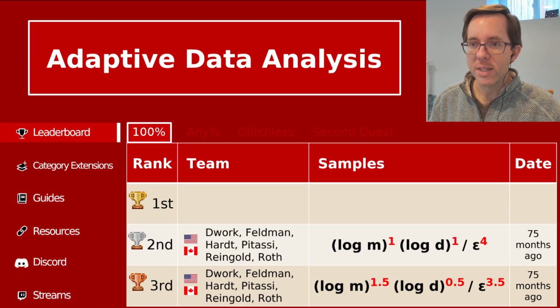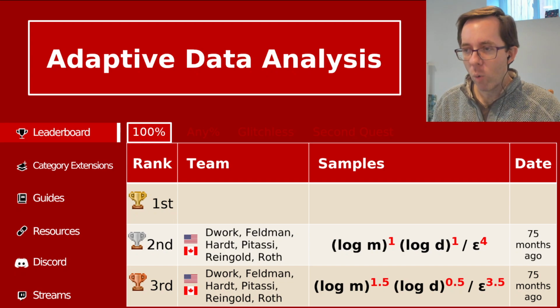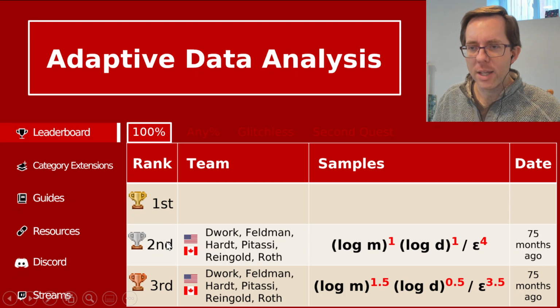In the same paper, the same group of researchers had a different solution, which got a different number of samples. And that was log m to the power of 1, log d to the power of 1, divided by epsilon to the power of 4. And you'll notice here that I put this into second place, and this other result into third place, even though they're actually incomparable. So some of the exponents are bigger and some of the exponents are smaller.